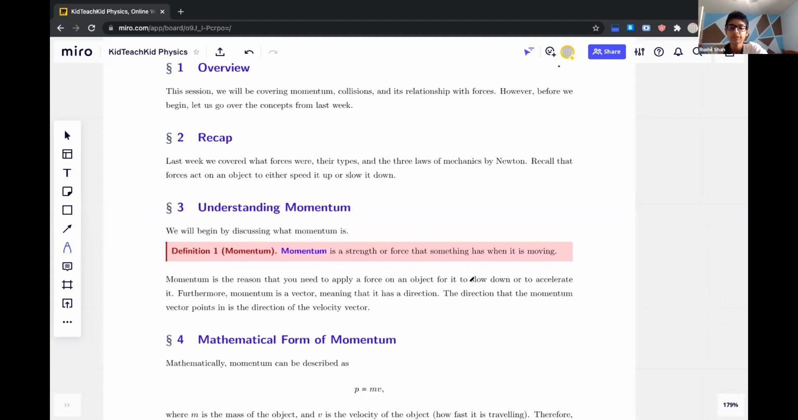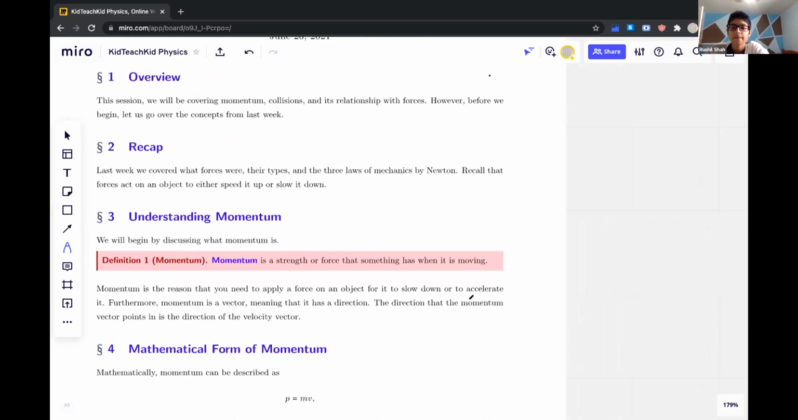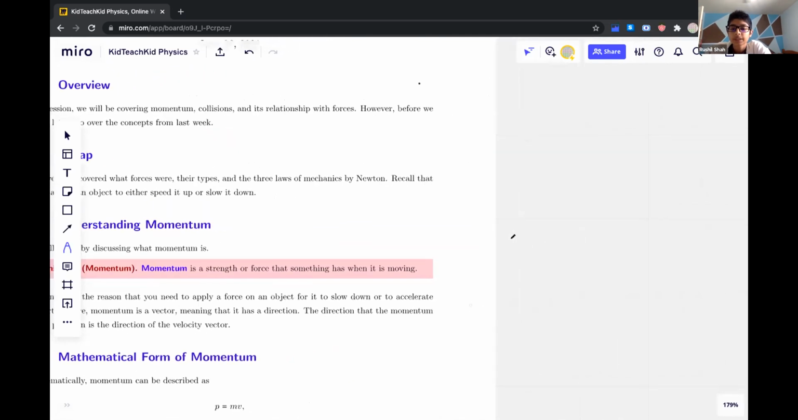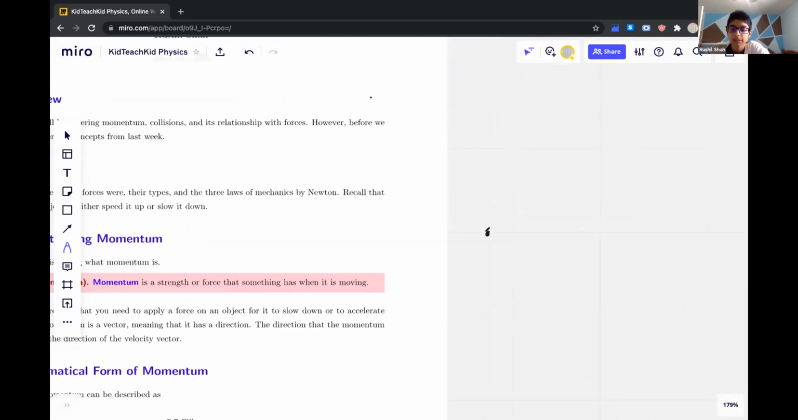Momentum is also a vector, meaning that it has a direction. The direction that the momentum vector points in is the direction of the velocity vector. Basically, suppose we have some object moving in this direction. It has some velocity v. Then its momentum is also going to be pointing in the same direction, this way. This is going to be some momentum, p. Momentum is normally denoted by the letter p, so whenever you see p in some equation, most likely it's talking about momentum.